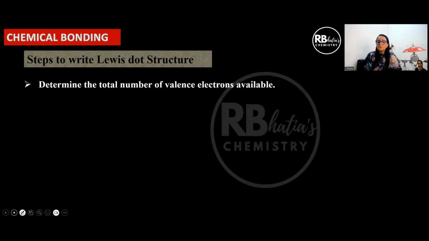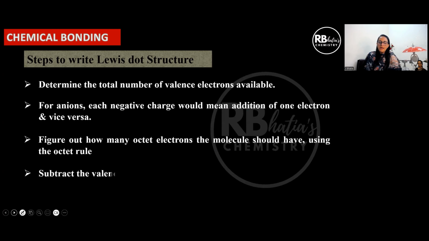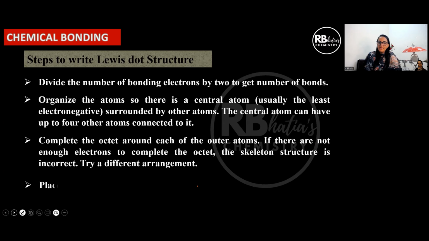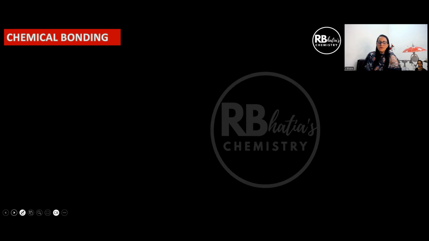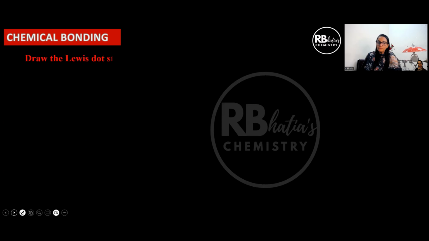Next, we have steps to write down Lewis dot structures. So we determine the total number of valence electrons. For anions, each negative charge would mean add 1 electron, and then figure out how many octet electrons a molecule should have using the octet rule. I will directly express this in the form of an example instead of explaining through words. You can pause and read the words if you wish, but I'll explain directly through examples, how to make Lewis dot structures of molecules.